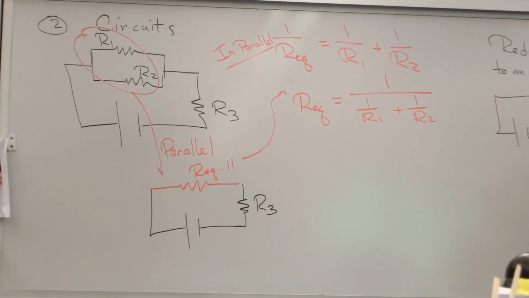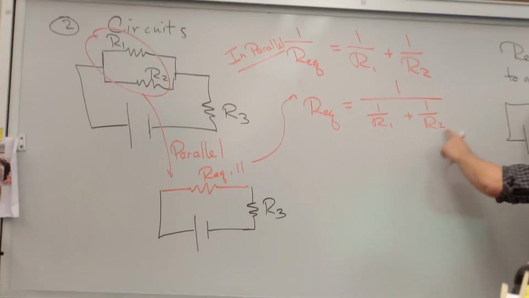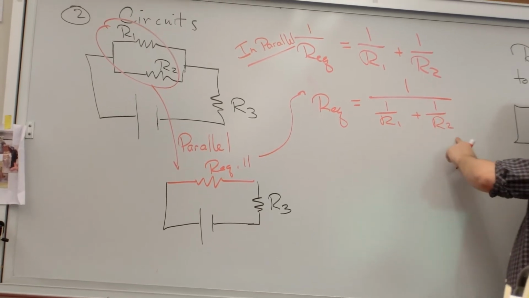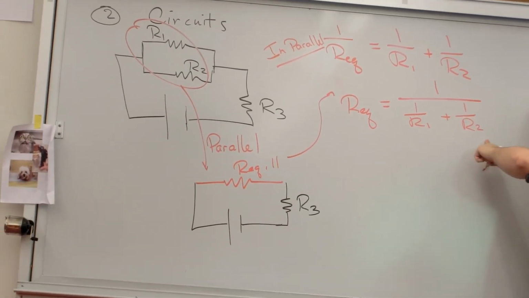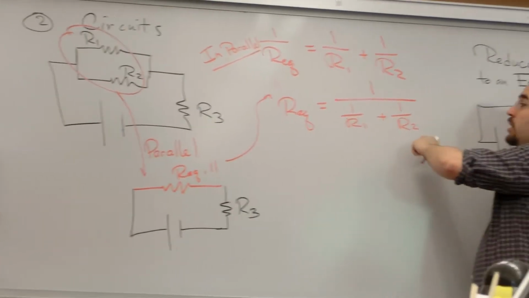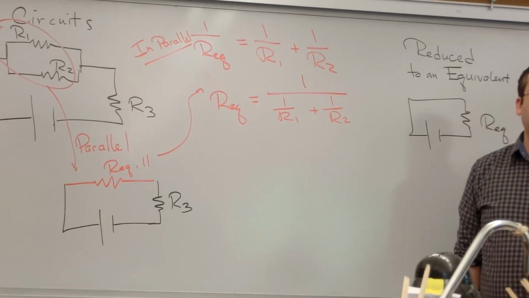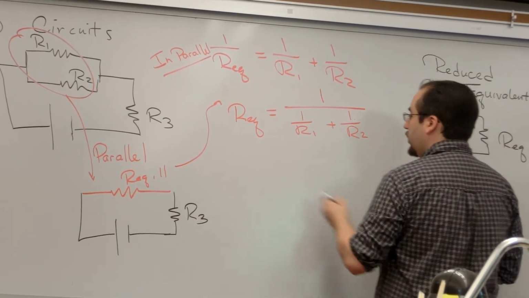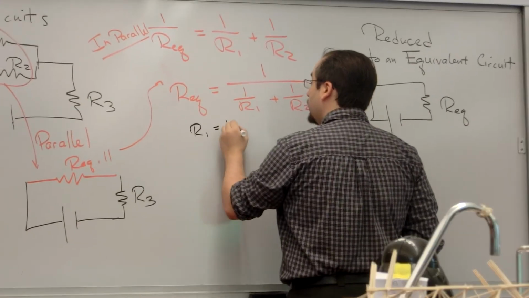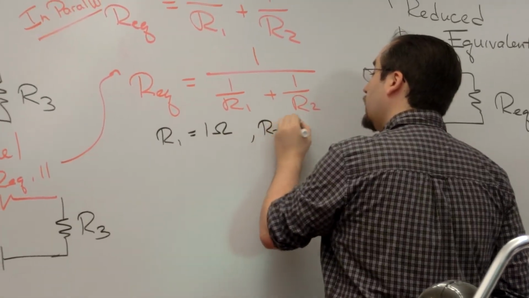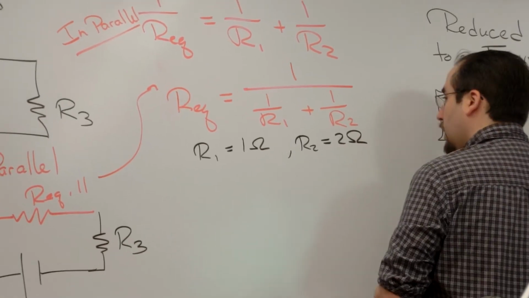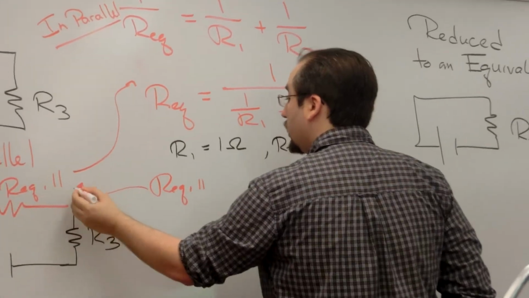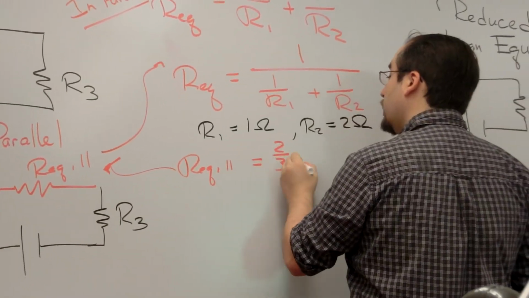So let's say that R1 was 1 and R2 was 2. This would be 1 over 1 plus 1 over 2, which is 1 plus a half, which is 3 halves. So 1 over 3 halves is 2/3. So if we take the case where R1 is 1 ohm and R2 is 2 ohms, then R equivalent parallel is 2/3 of an ohm.